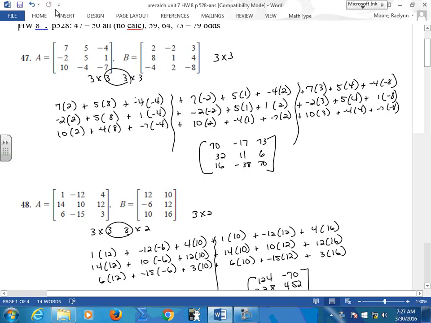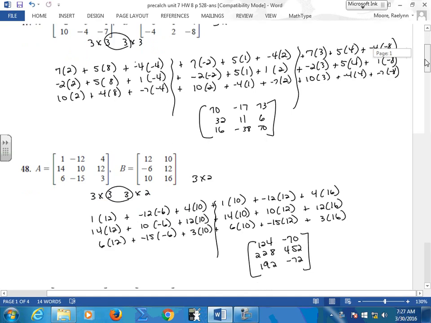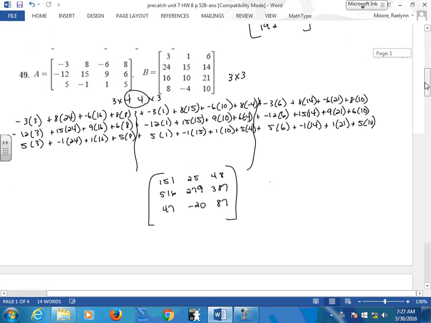Really can't tell if you did it by hand or by calculator because it's just a one-for-one element. So, any questions on the multiply? How to get the result? No? Good. And again, this was a big one.